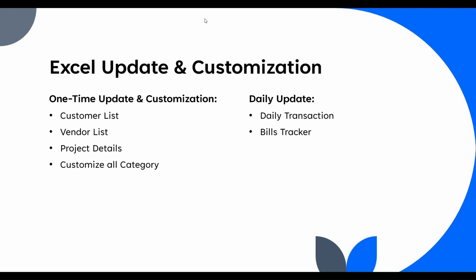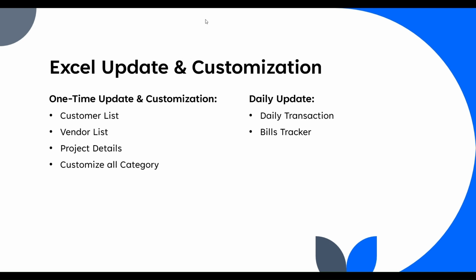In the Excel sheet update, we are having 2 categories. In total, we are having 6 sheets. The 4th sheet you have to update one time is enough. After that, whenever a new project or new vendor is coming, that time you have to update. Then the daily transaction and bills tracker, what I have shown before, those two you have to update on a daily basis. These 4, just whenever the new category and customer people are coming new, that time you have to update. Other than that, you don't want to touch these 3, 4.